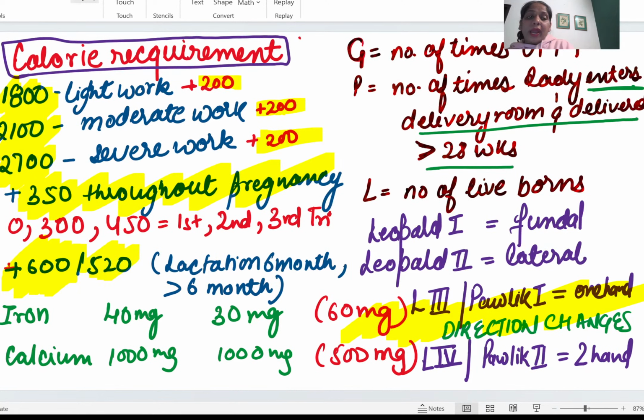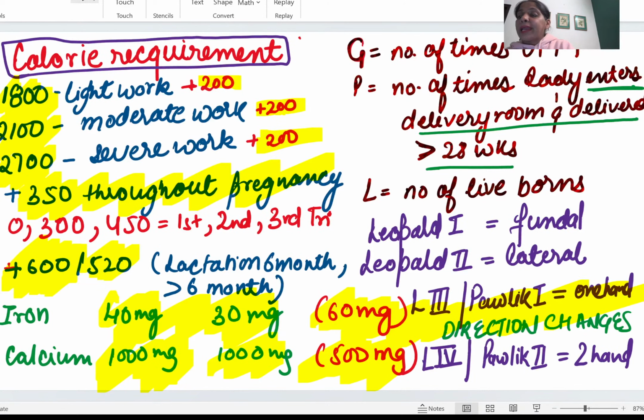Okay, the per day requirement of iron in pregnancy is 40, and calcium is 1000. In lactation it becomes 30, and calcium remains the same, 1000. The iron tablets which we give contain 60 mg and 500 mg. Okay, we also take some amount by diet.